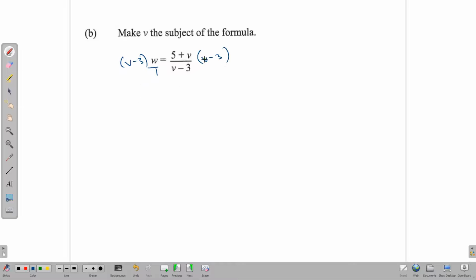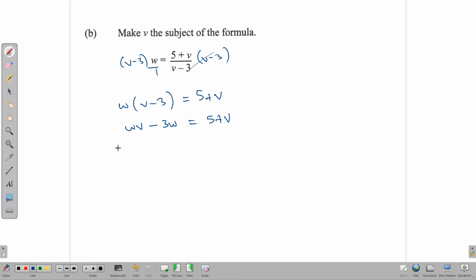The first thing that will happen is that this will cancel this out. So we have w times (v - 3) is equal to 5 plus v. Now we need to expand this bracket using the distributive law. So this is wv and this is minus 3w, equal to 5 plus v. So notice now that we have v's on both sides.